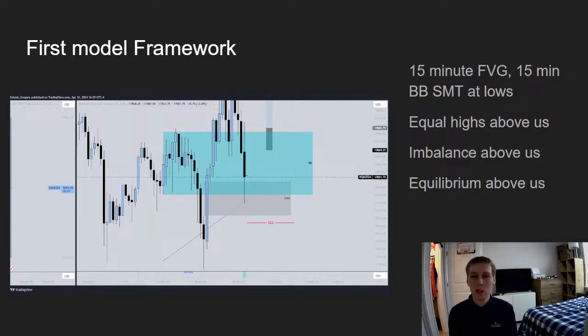I know it's not the cleanest. It's on the 15-minute. This is a breaker block right here. We have a high, low, higher high. That's your breaker. Within here, we're still holding it, and then we're coming back in this 15-minute fair value gap. So I was pretty bullish around open. We also have equal highs above us.